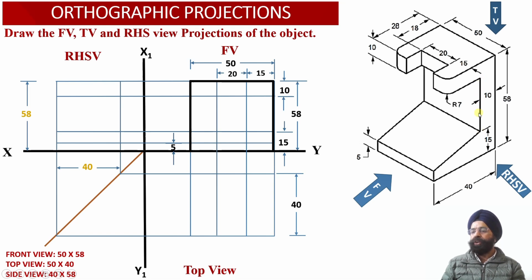This vertical portion of the object will be visible to the observer, and this vertical face of the object will be visible to the observer. So this way, one vertical projector line we have been able to obtain into the front view projection over here, corresponding to the right hand side face of this object. Similarly, this top face of the object will also be visible to the observer.